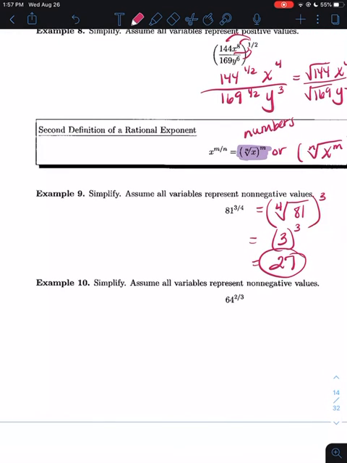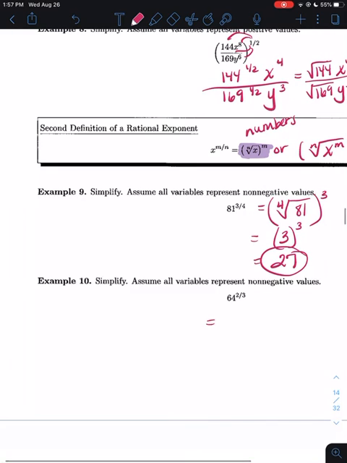All right, last example, 64 to the 2/3 power would be the cube root of 64, and whatever you get, you want to square it. So the cube root of 64 is 4. And when you square 4, you get 16.